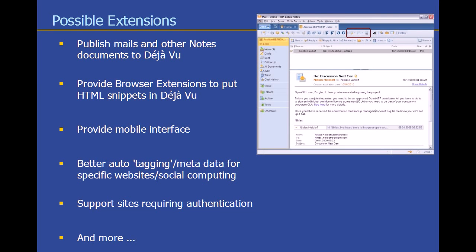As I said earlier, I'd like to make this code available on OpenNTF if people are interested. There are also many other features that could be added. For example, an easy way to add mails to Deja Vu. In another OpenNTF project, Mobile Documents, I've created a toolbar icon to publish a mail to another database, which could be the Deja Vu database. A mobile interface would also be easy and desirable to add. Plus, many other things could be improved.